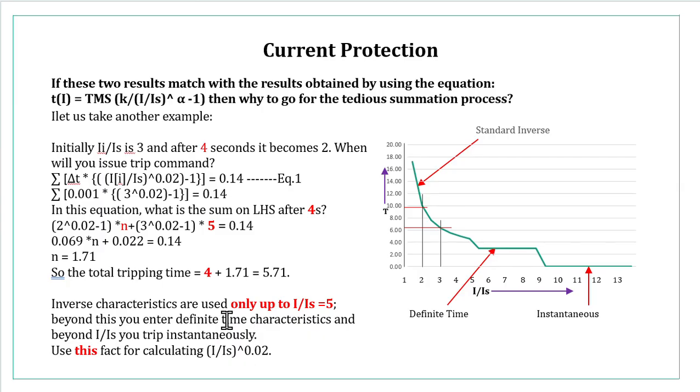Now inverse characteristics are used only up to I upon I is equal to 5, or it may vary from relay to relay. So almost up to 5 or 4 in some cases, you use inverse characteristic, and after that you use the definite time characteristic. And then a time comes when you say that the current is so high that you must trip immediately, then you don't wait for time.